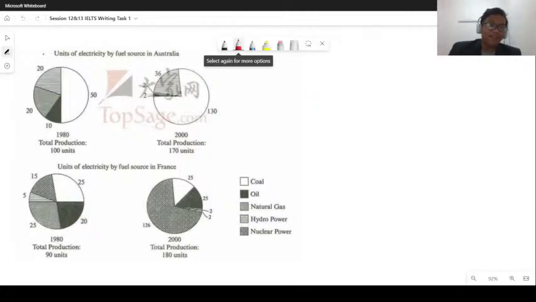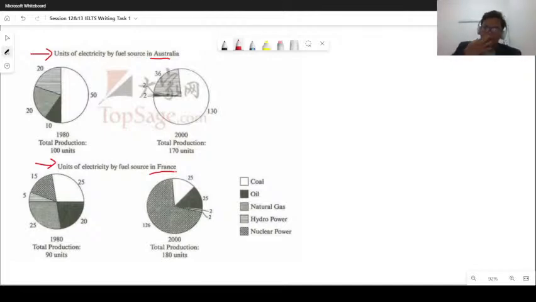So, first things first, sorry, is actually understanding what the data represents. So I'll always read the title: Units of electricity by fuel source in Australia. And then there's a second set of data: Units of electricity by fuel source in France. So it's actually two different countries, talking about the same information, units of electricity by fuel. And then there are two different dates, 1980 and 2000, and they also indicate the total production.